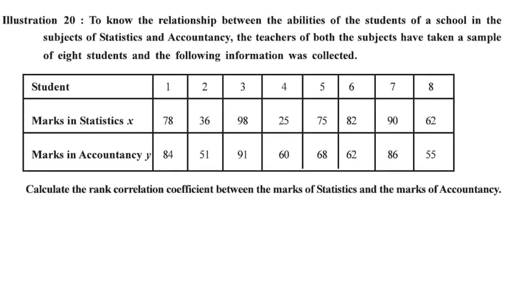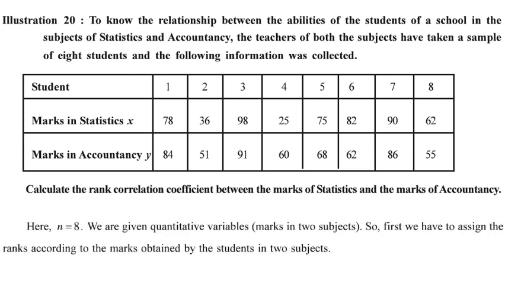Starting with illustration 20 of a simple sum. In this question, 8 students and their marks in statistics and accountancy are given. So basically a numerical data is available. Statistics is considered X and accountancy is considered Y. We have to calculate the rank correlation coefficient between the marks of statistics and the marks of accountancy. Now n is equal to 8.